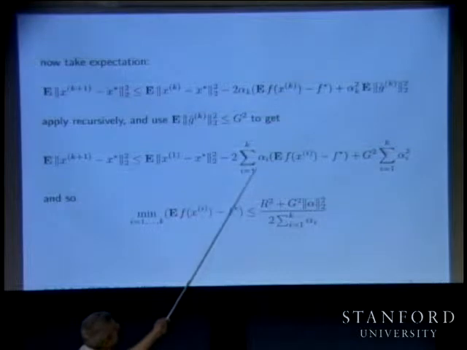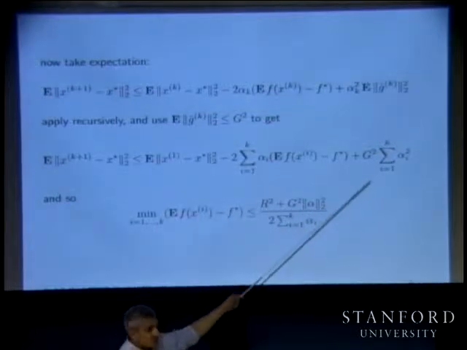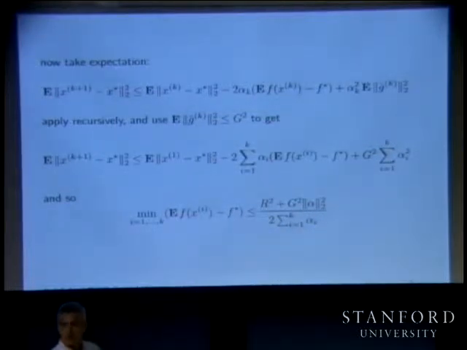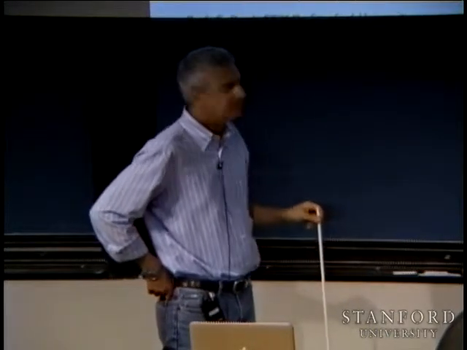And the nice part about that is that goes in alpha. This goes in alpha squared. And so the bad guy, at least for small enough alpha, is going to lose. And then you just simply turn this around and you get the following. You get the minimum over i equals 1 to k of the expected value of your suboptimality is less than or equal to r squared plus g squared norm alpha squared over... It's the same thing as before. Right? So it's exactly what we had before.